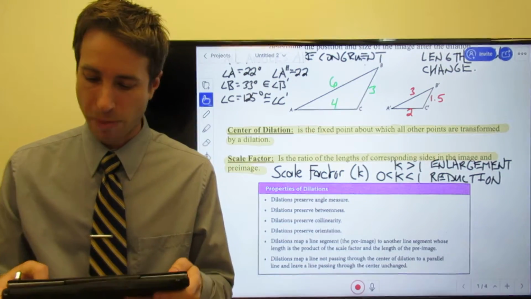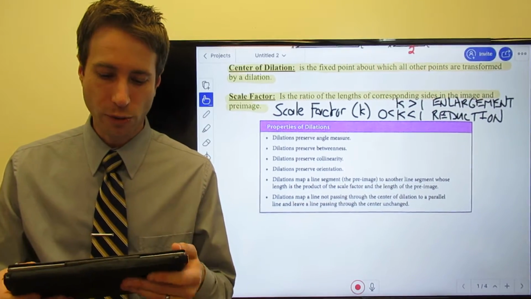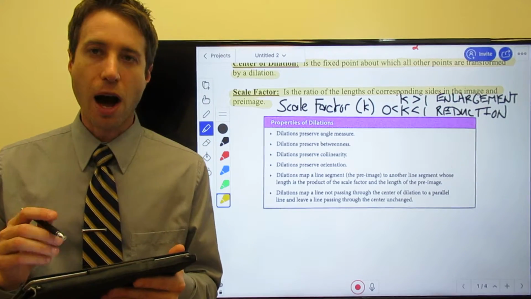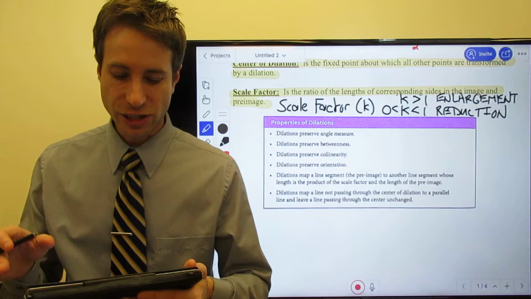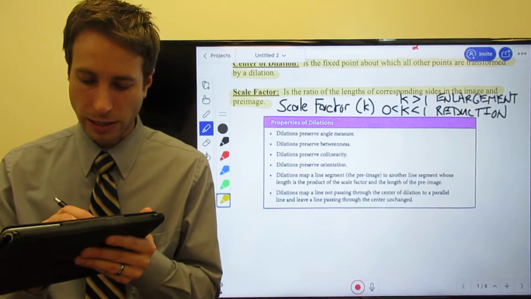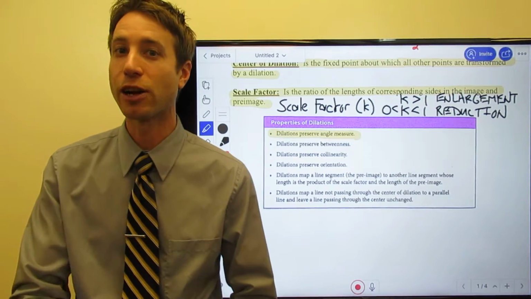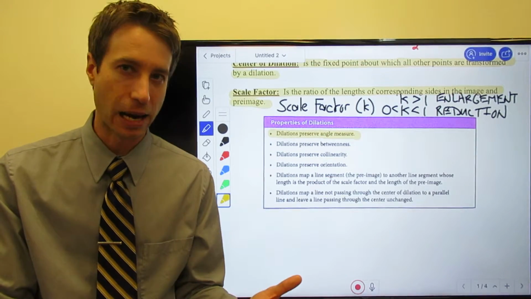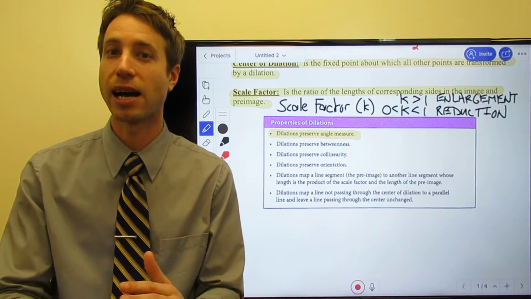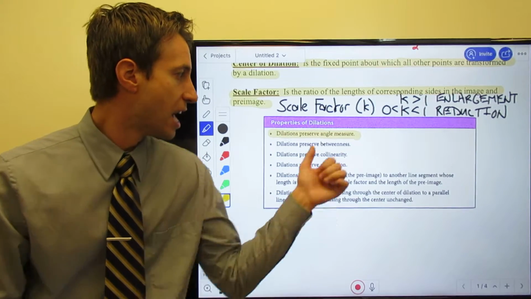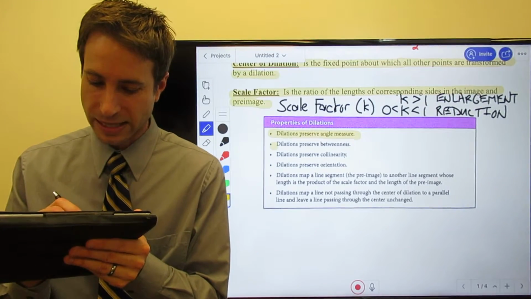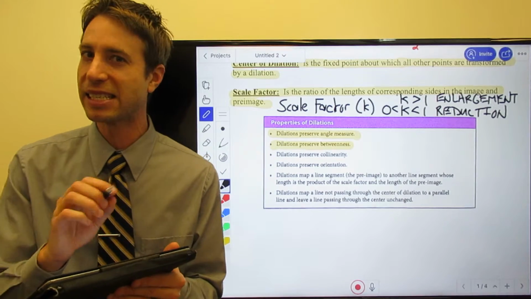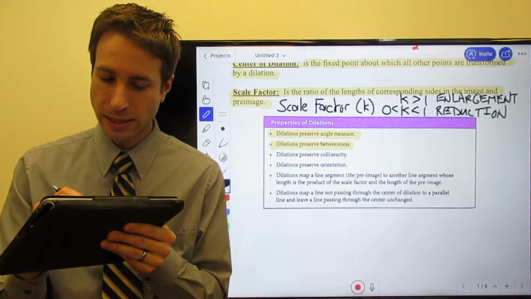So let's talk about the properties of dilation, and then we'll go ahead and do a few more example problems together. Okay, so there are several things that a dilation must preserve. We already talked about the fact that it must preserve angle measure. If you change the angles, you change the shape, and that's not how a dilation works. It only changes the size, it doesn't change the shape. It also preserves betweenness. This is an interesting one. Let me quickly talk to you about what betweenness is. It's not difficult.